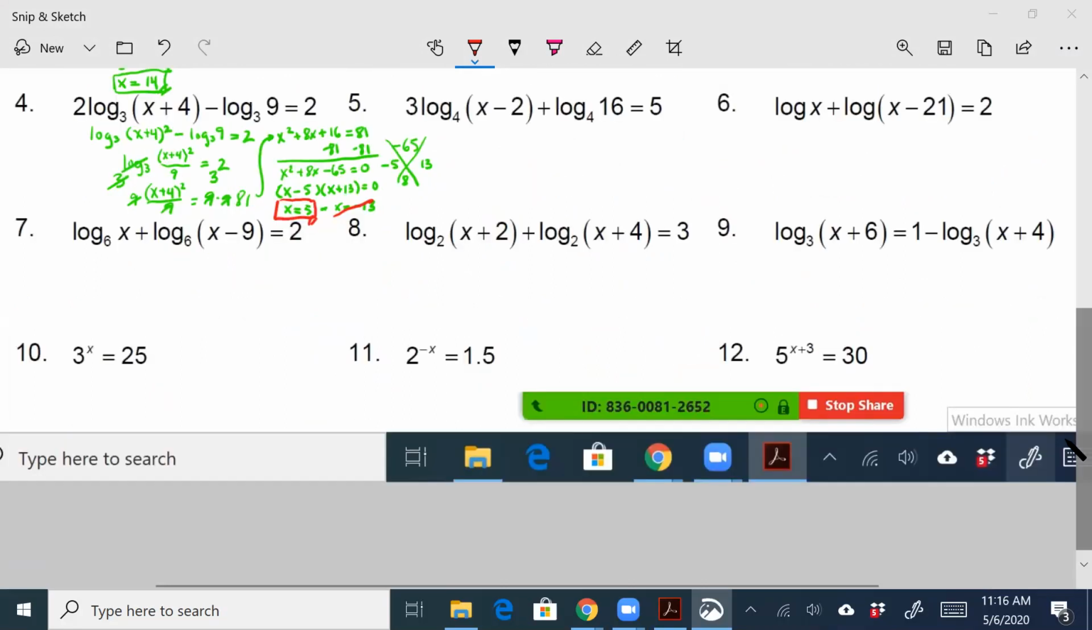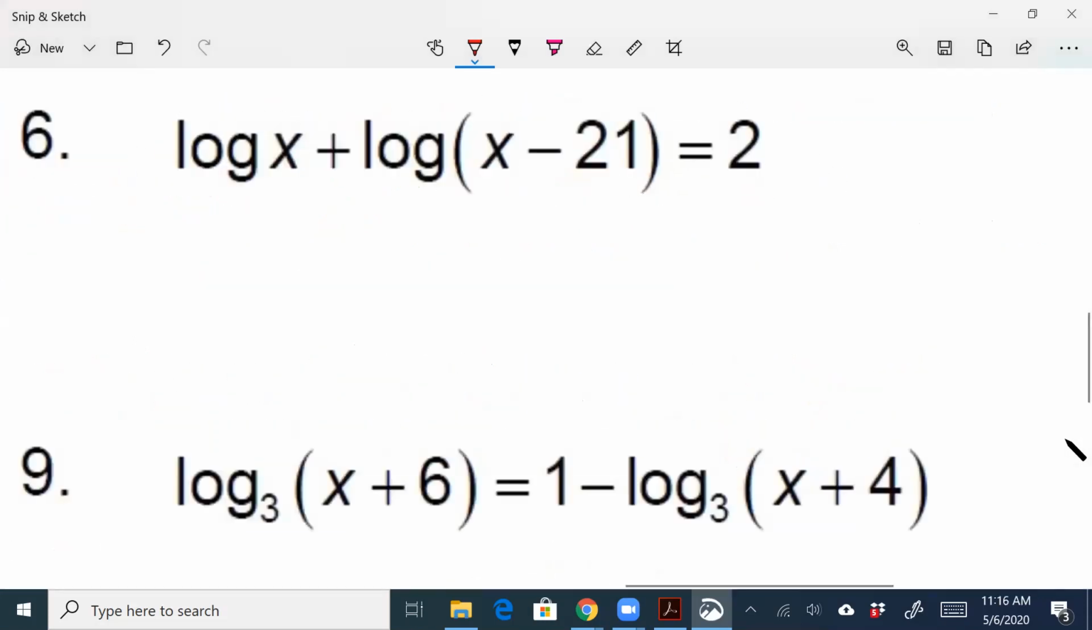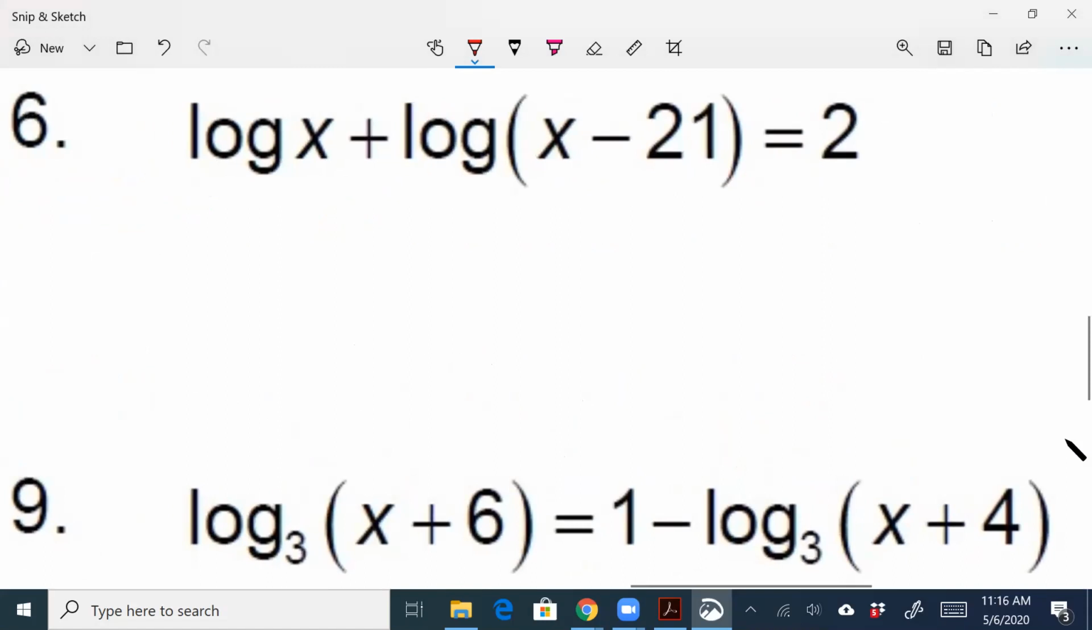Let's look at number 6. Here we've got log x plus log of x minus 21 equals 2. Now, when you don't have a base, the base is understood to be 10, but they're both the same, so we're good with that. We want to see if we can combine these.